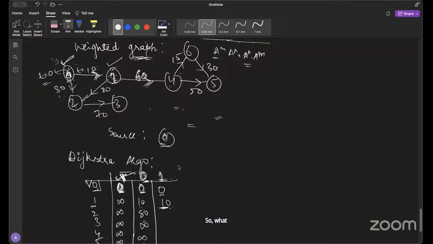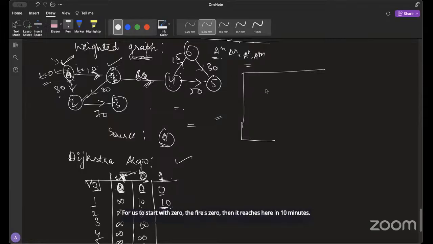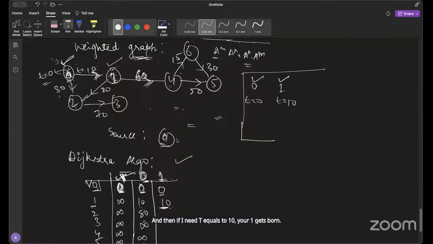So what you do here, before moving on to the table, I just want to do it this way first. You start with 0, the fire's here, then it reaches here in 10 minutes. So 1 is burned. 0 was burned at time 0, and then at time t equals 10, 1 gets burned. So you just put a tick here. I'll put a tick whenever a vertex is burned.